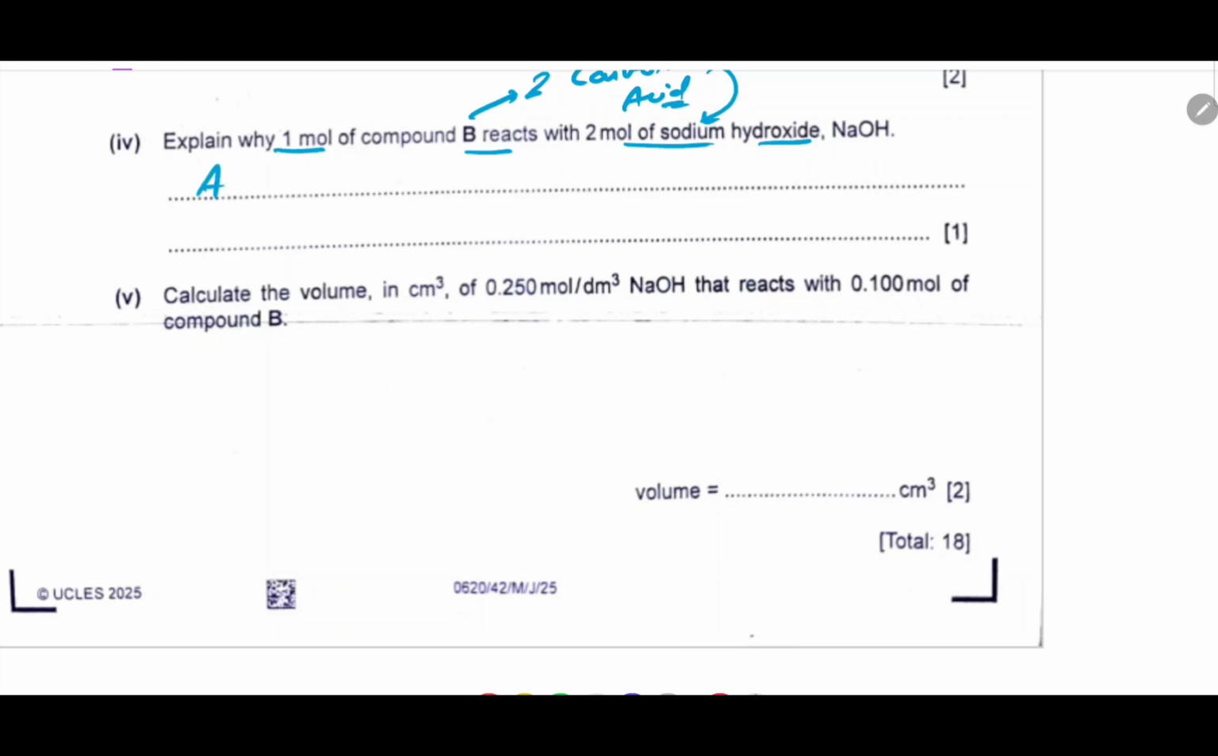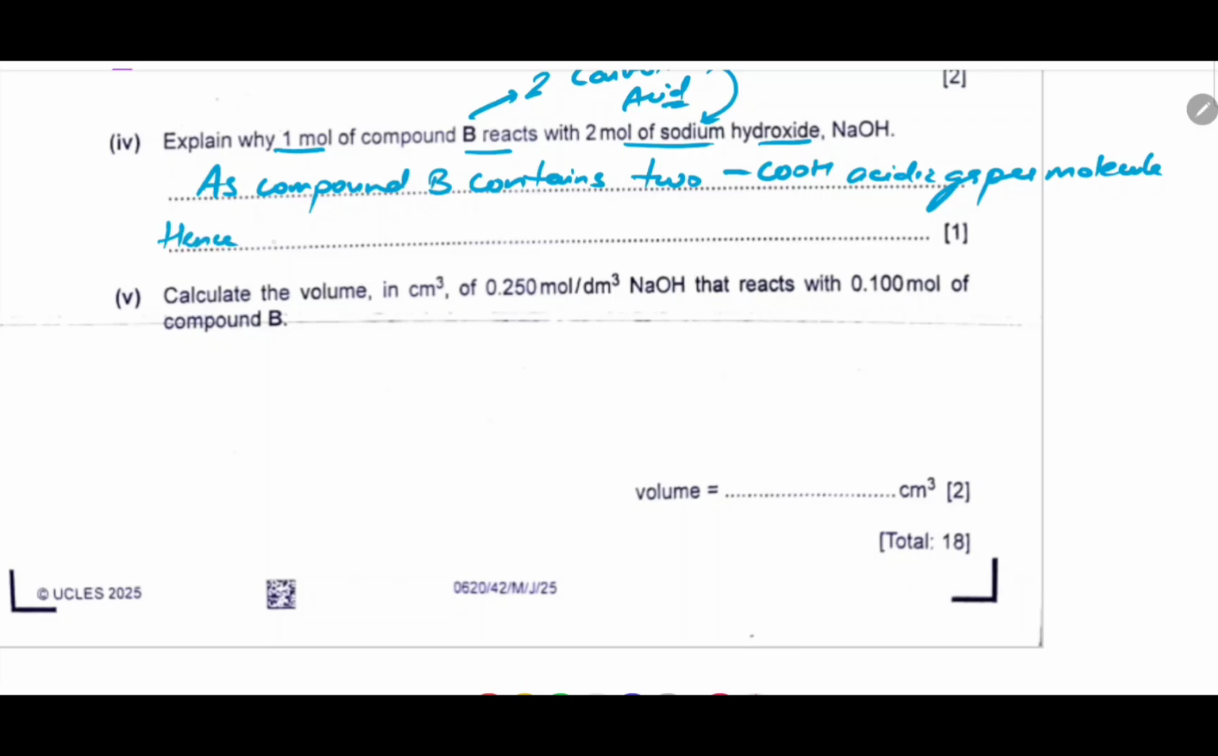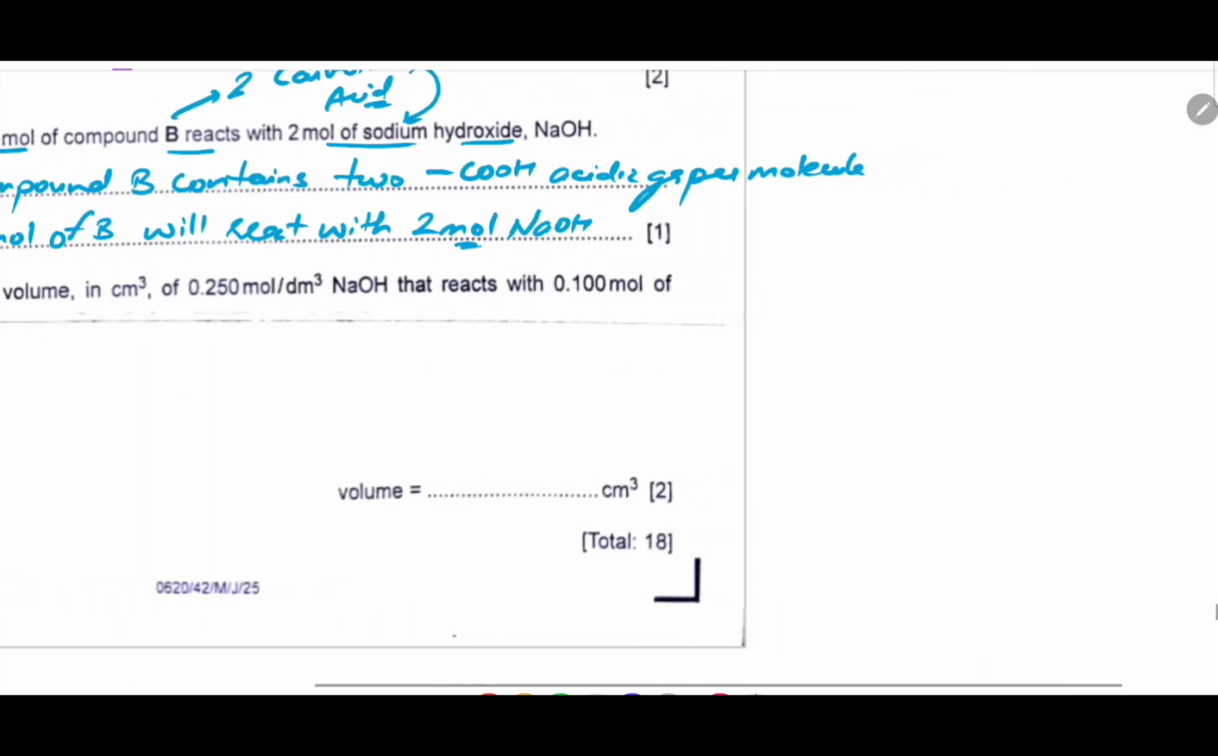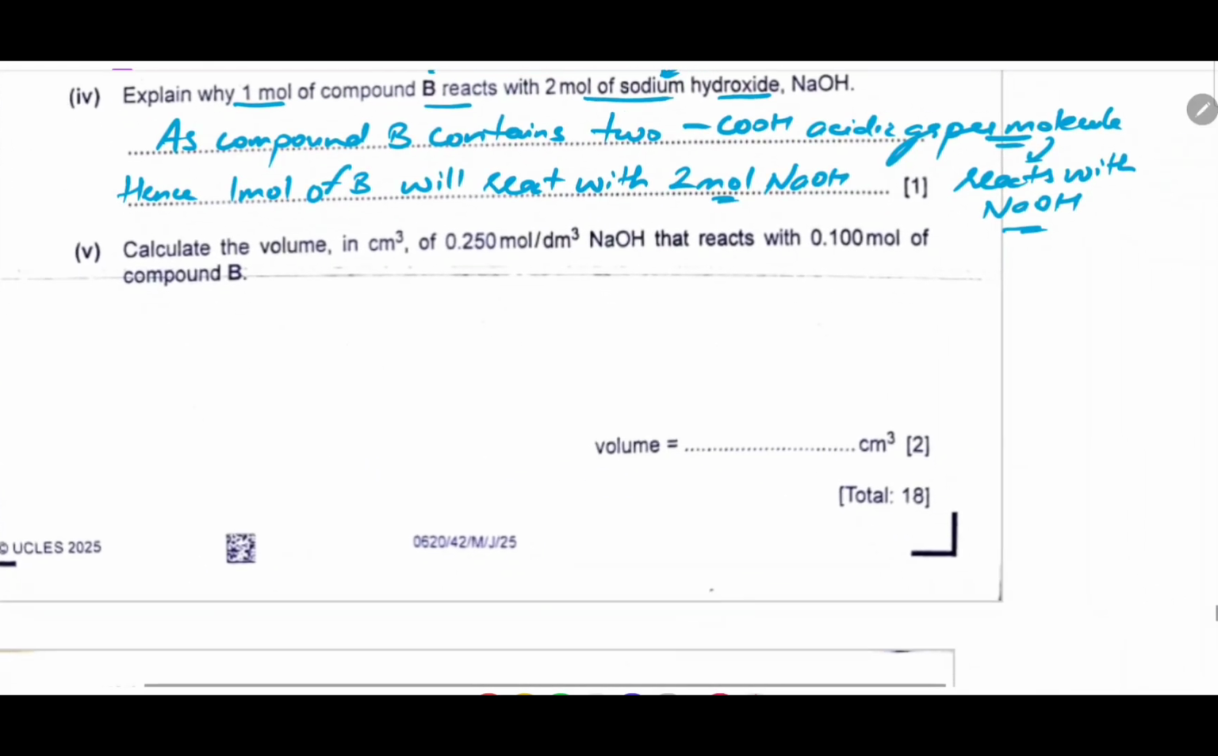As compound B contains 2 COOH or acidic groups per molecule, hence 1 mole of B will react with 2 moles of NaOH. These carboxylic acid groups react with NaOH. Therefore, 1 mole of B will react with 2 moles of NaOH.